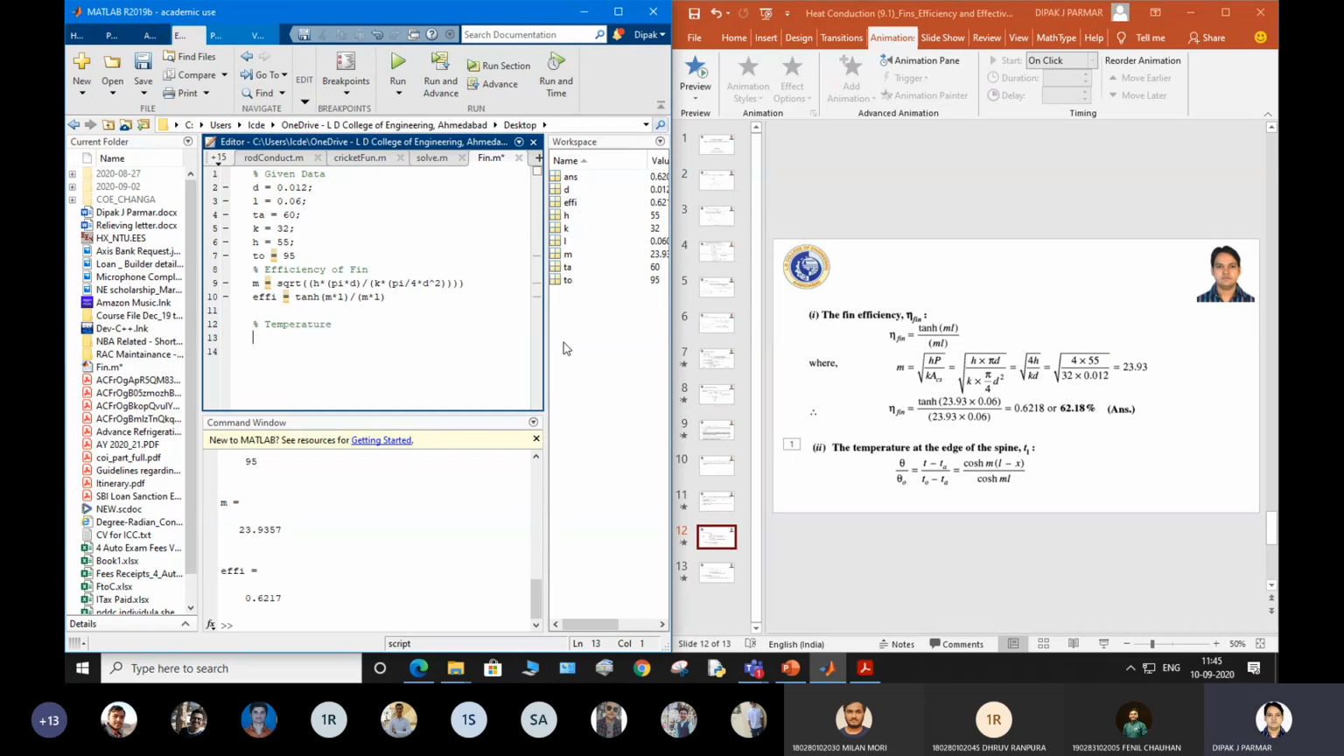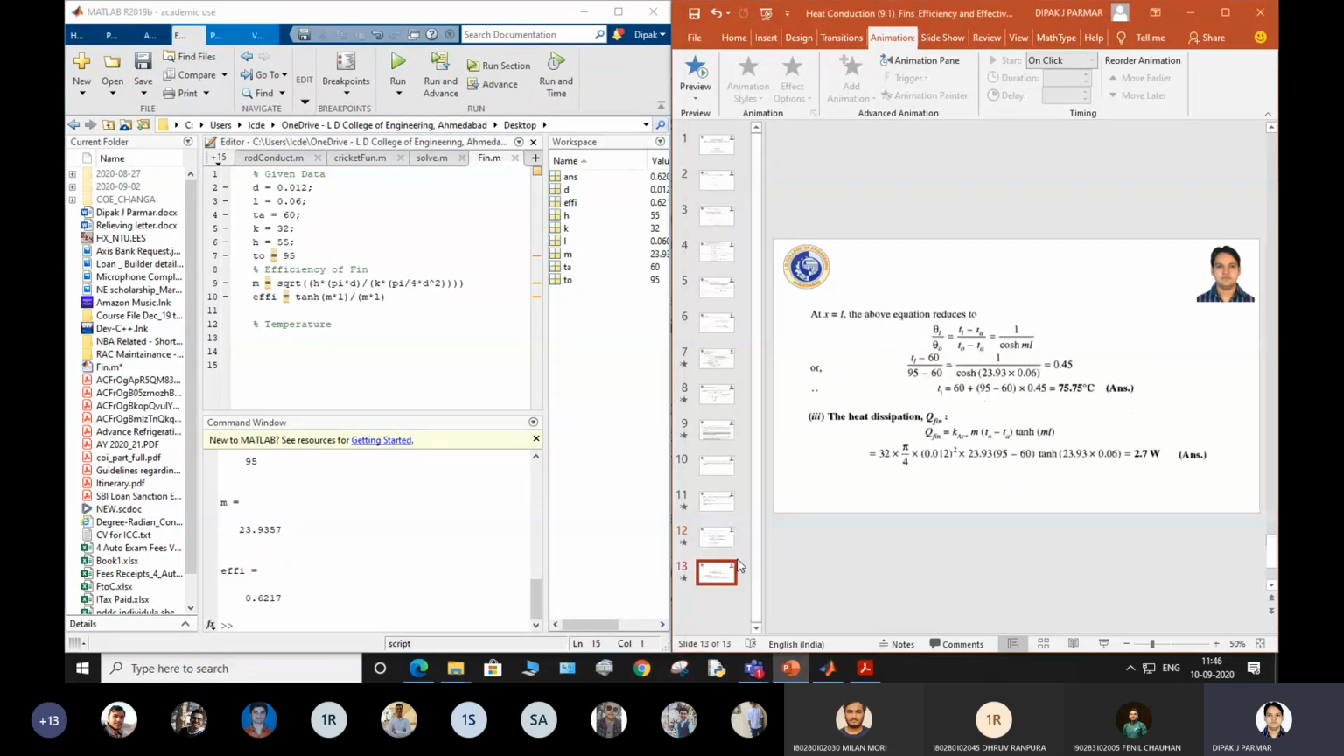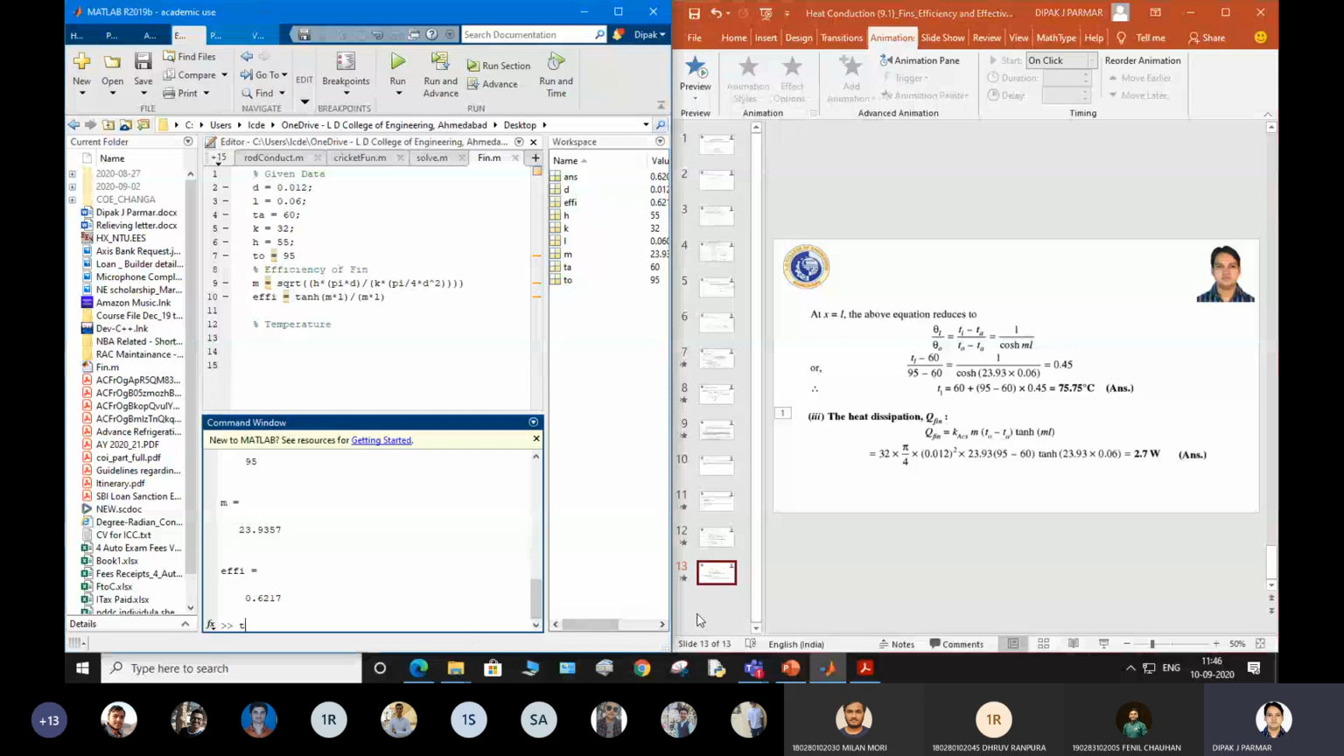In the calculation equation, the equation is T minus T0, where T is unknown, and T0 and TA are known to us. That is equal to cosh m(L minus X), where m is known to us. We want to calculate the temperature at the tip. So when you take X equal to L, the modified equation is equal to 1 upon cosh mL. So I am writing the equation in terms of TL, which will give us the answer.